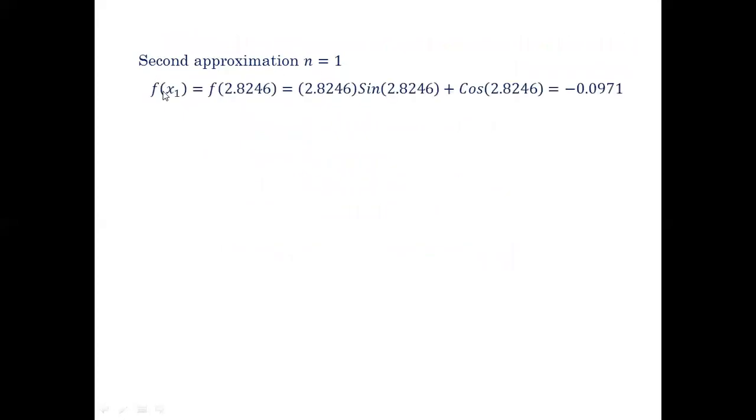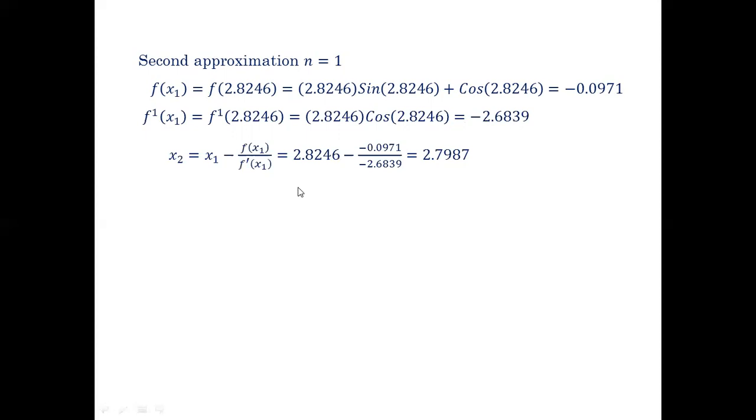The second approximation n is equal to 1. Then find f of x1. F of x1 is f of 2.8246. That is x sin x plus cos x. That is 2.8246 into sine of 2.8246 plus cos of 2.8246. Simplification gives minus 0.0971. Then find f dash of x1. F dash of x1 is x cos x, so 2.8246 into cos of 2.8246, which gives minus 2.6839.